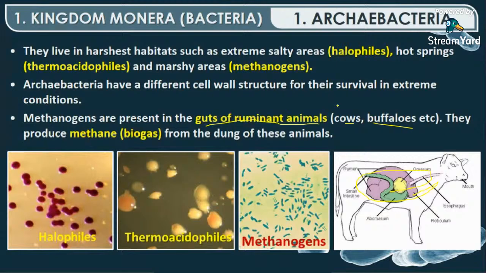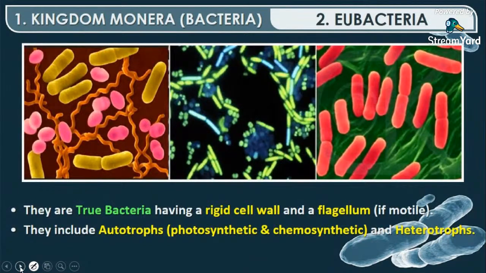So these methanogens are found in the gut of ruminant animals and they produce methane gas, that is a biogas, from the dung of animals. We have always heard that from cow dung we obtain methane gas. So the gut of ruminant animals contains the bacteria called methanogens, and these help in the production of a biogas called methane. That's all about archibacteria.